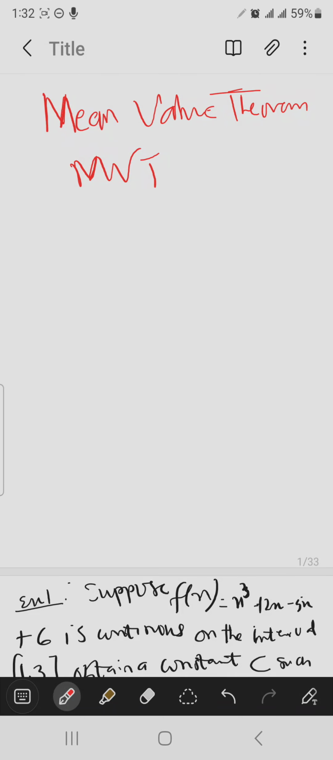Now, I want to discuss a concept in mathematics, which is the mean value theorem. They call it MVT, mean value theorem, MVT. It is highly important for students to know it.